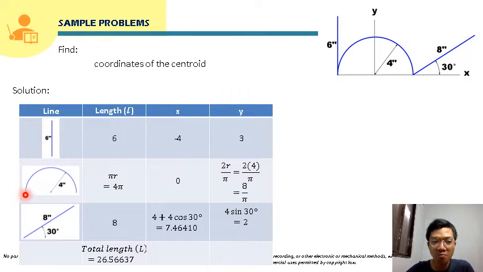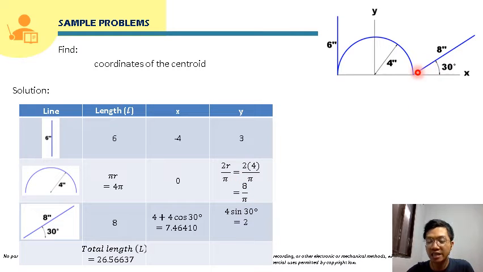Now for the semicircular arc, we know that its centroid will be somewhere here. Its y-coordinate, or the vertical distance of the centroid from the reference point, will be 2r over pi. This is already an established centroid. Our radius here is 4, so that will just be 2 times 4 over pi, which is 8 over pi. So its y-coordinate from the reference point will be 8 over pi.